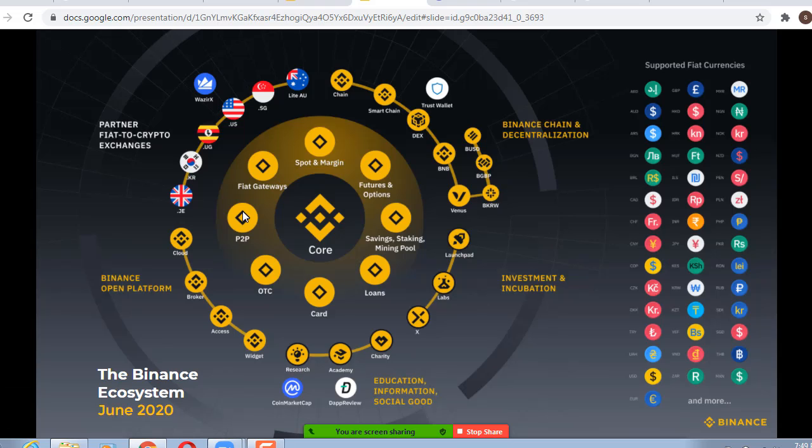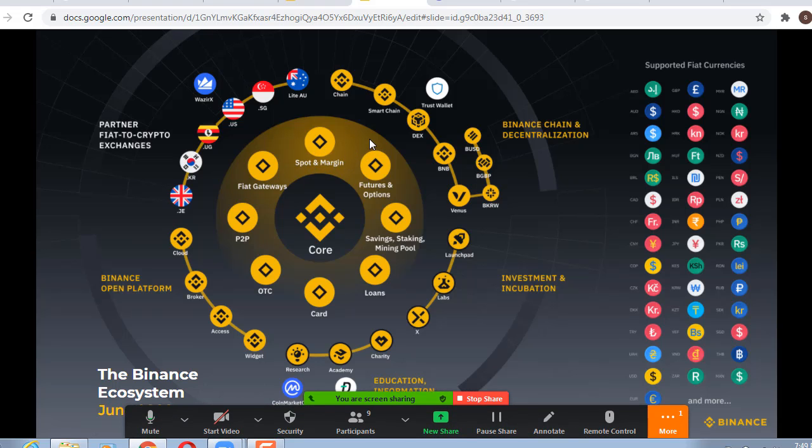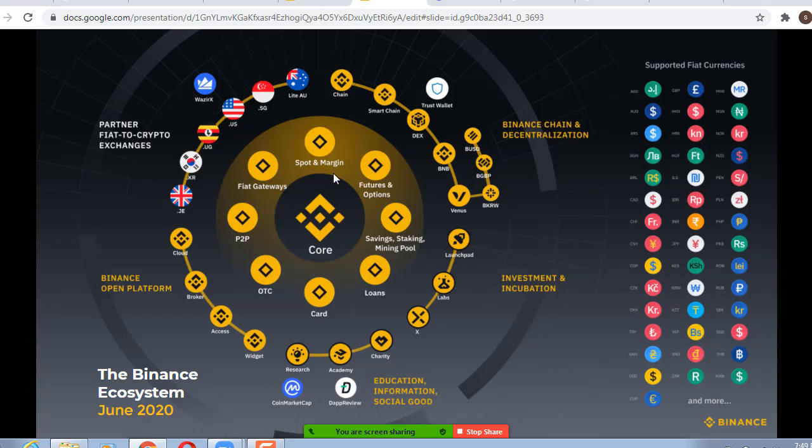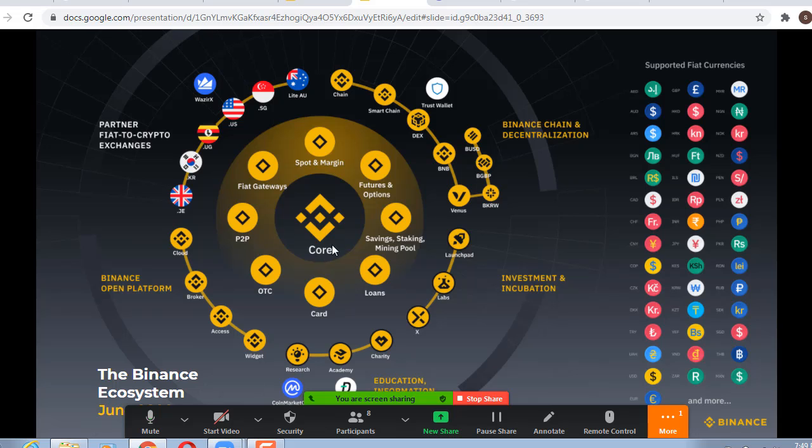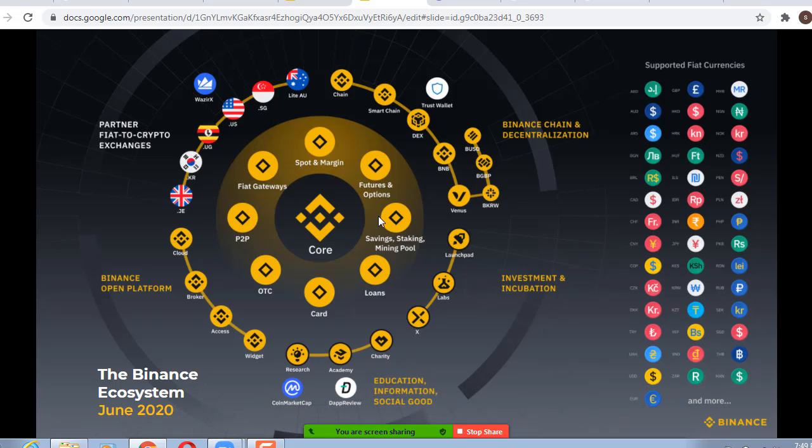Now, this is what we call the Binance ecosystem. Like I said earlier, Binance is not just an exchange. It is itself an ecosystem that has a lot of stuff. Number one, we have the spot market and margin. We have futures and options. We have savings, staking, mining pools, loans, card, OTC, P2P, and fiat gateway. Now, we also have Launchpool, the venues. We have BNB. We have the DEX, that is decentralized exchange. We have the smart chain, and all the fiat that has been included into Binance.